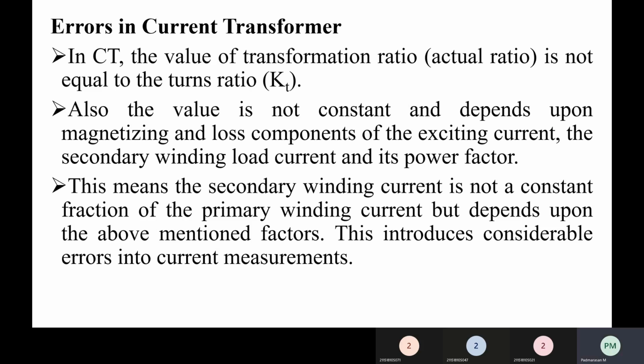Also, the value is not constant and it depends upon the magnetizing and the loss components of the exciting current, the secondary winding load current, and its power factor. This means the secondary winding current is not a constant fraction of the primary winding current, but it depends upon the above mentioned factors. That is, exciting current, secondary winding load current, and its power factor. This introduces considerable errors into the current measurements.